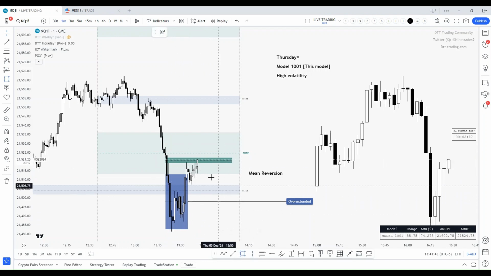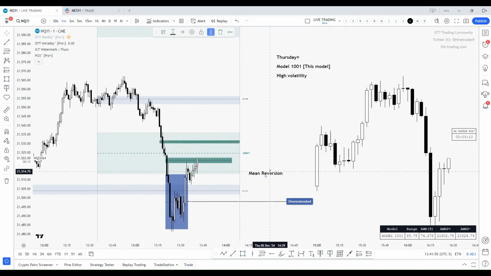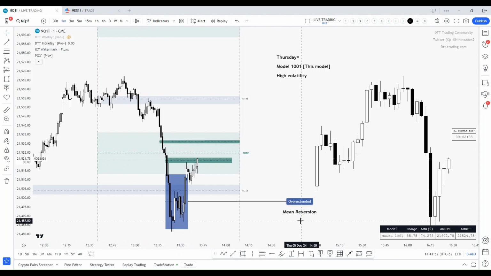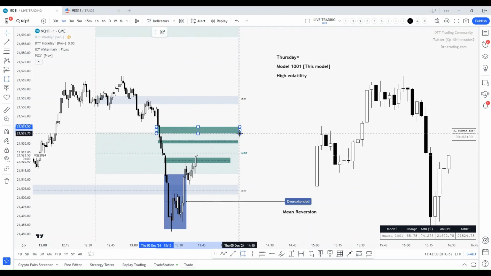If so, we'll keep seeing these being ran through, and we'll just see price catapult itself back up. This is a beautiful example, or possible example, of a mean reversion. So when you overextend the volatility, you'll see it snap back. Always watch those fair value gaps that form.